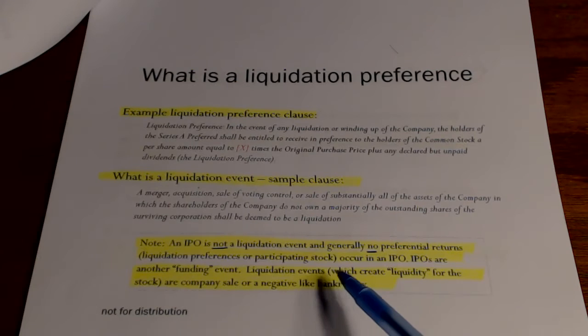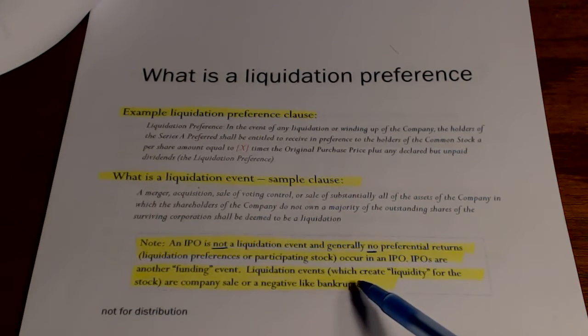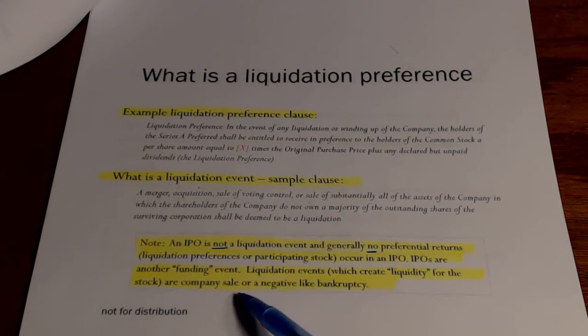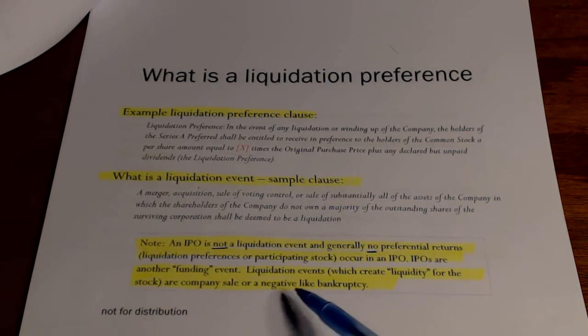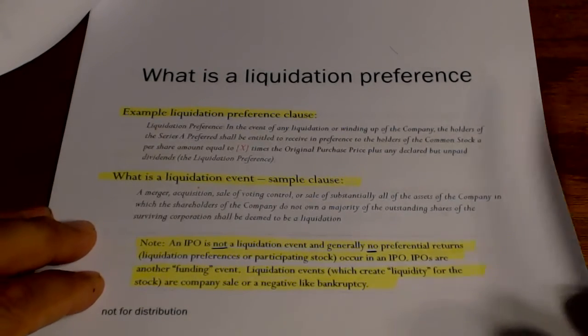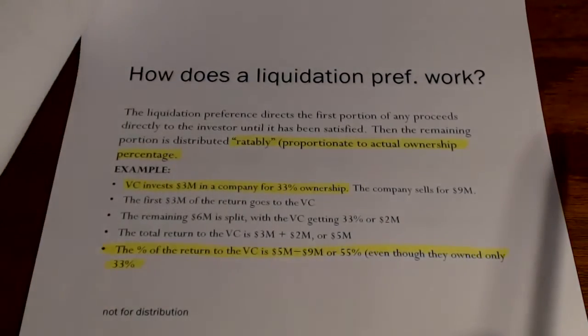Liquidation events create liquidity. You're selling the assets to get cash to pay off the debt and the shareholders. So liquidation events create liquidity for the stock, like a company sale, or negative, like a bankruptcy. Those are examples of liquidity. An IPO is not a liquidation event, it's just a funding event.